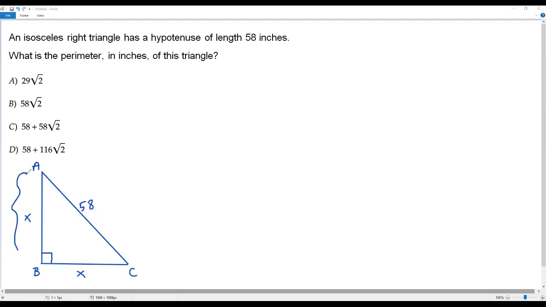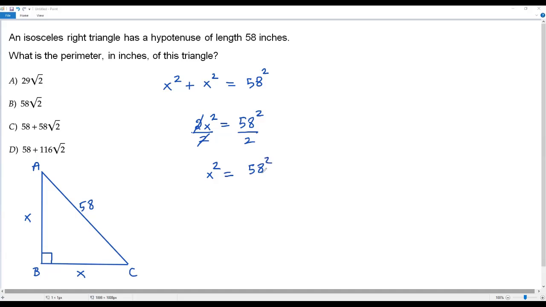Let me square the length of the side AB, that is X squared. And I also square the length of the side BC, that is also X squared. Now add the squares of the two legs AB and BC. It must be equal to the square of the hypotenuse, that is 58 squared. So this is the Pythagorean theorem. Now when I combine the X squared and X squared on the left side, I'm getting 2X squared equals 58 squared. Now I divide both sides by 2. When I divide both sides by 2, the 2 will cancel out. I'm getting X squared equals 58 squared over 2.